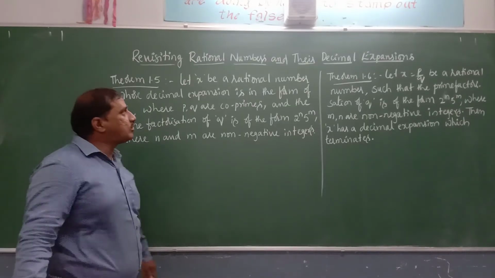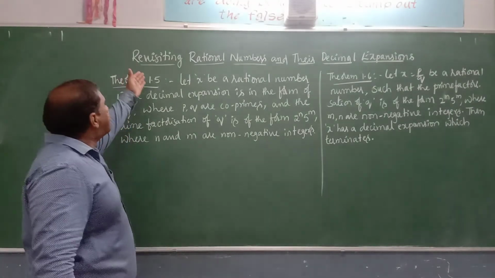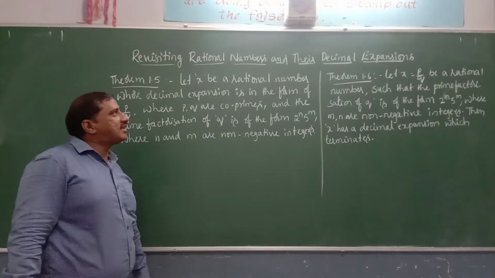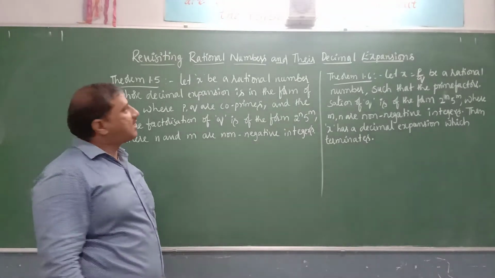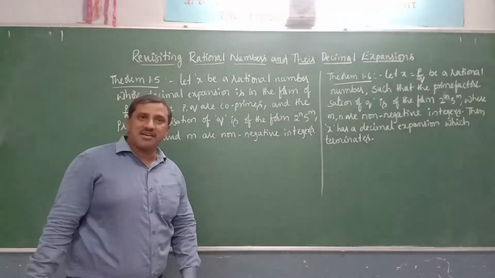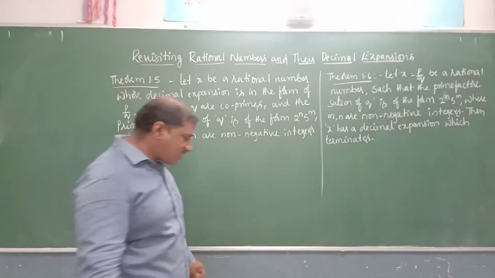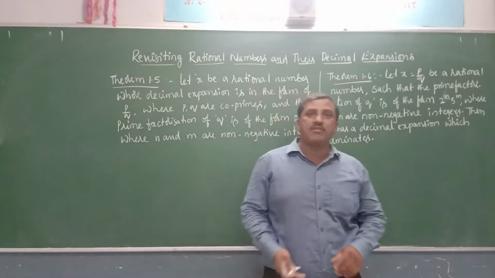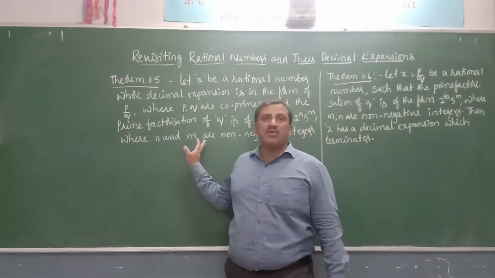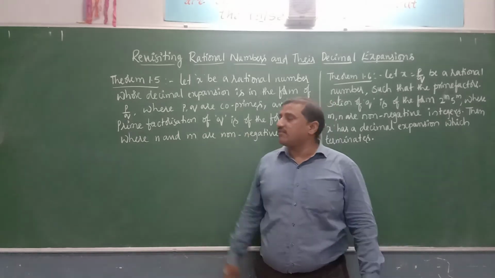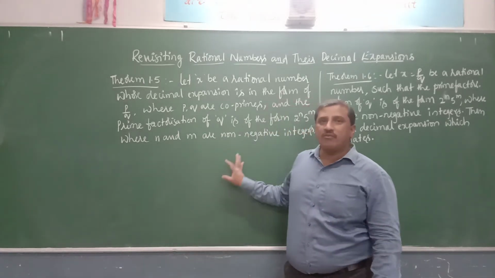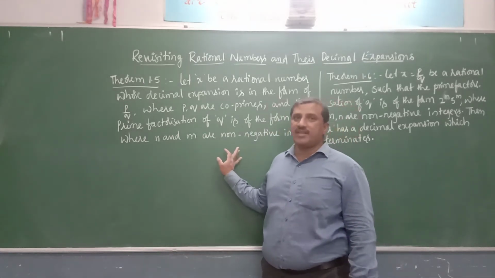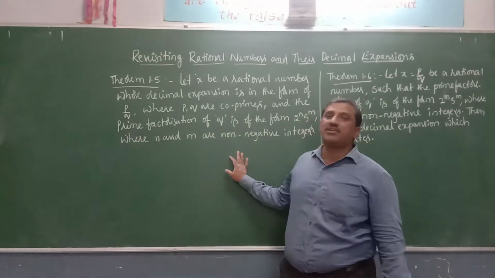Now we will discuss two theorems, that is, revisiting rational numbers and their decimal expansions. In the previous video I explained what rational numbers are. Rational numbers can be expressed in the form of p by q, where p and q are integers, q is not equal to 0, and the p by q form will always be in the simplest form, that is, the lowest form or the standard form.